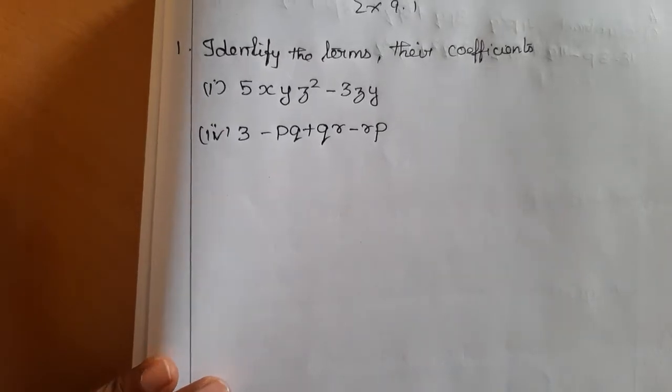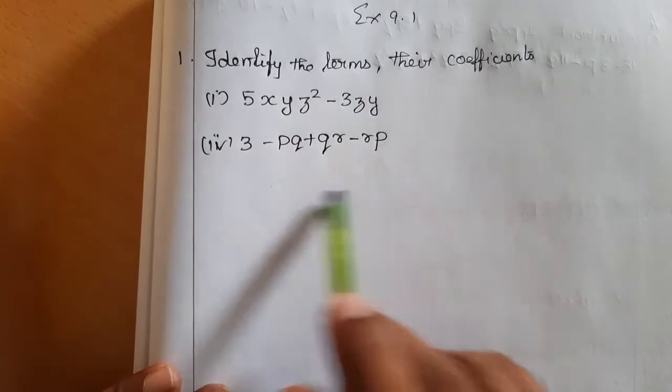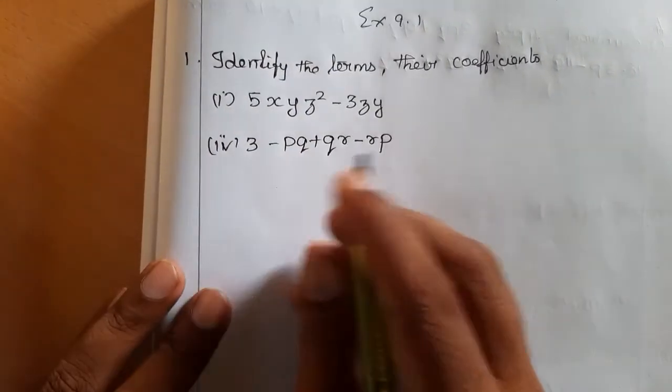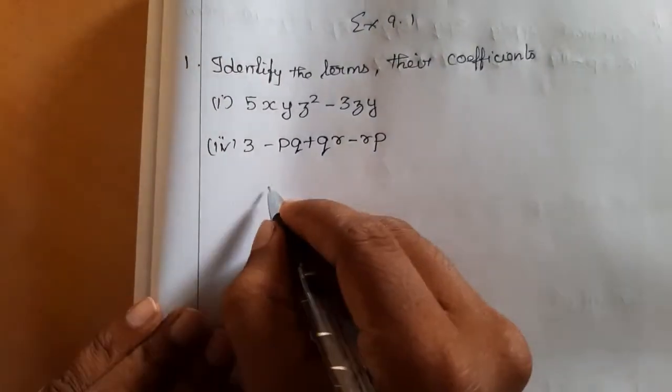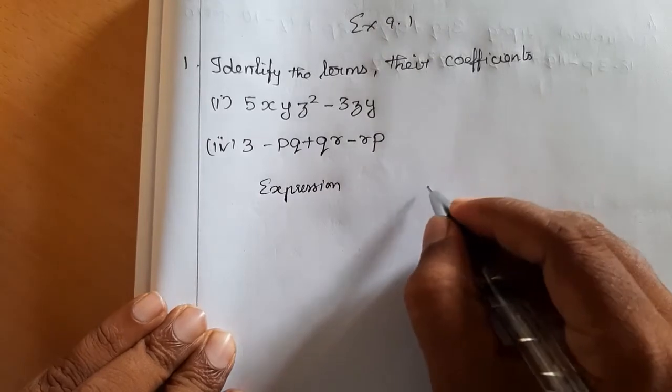So here we go for the problems. Identify the terms and their coefficients. From the following, we have to identify the terms and the coefficients. So the first is the given expression. Let me consider the expression first, and next let me find its terms.